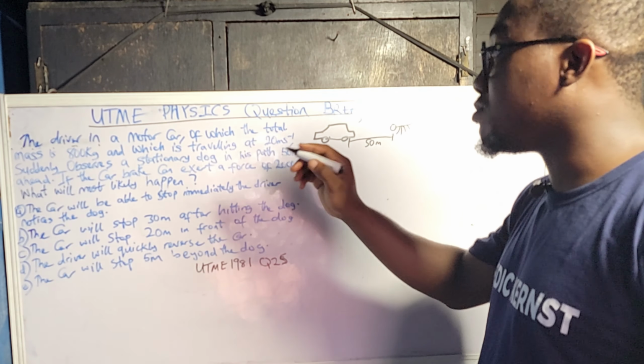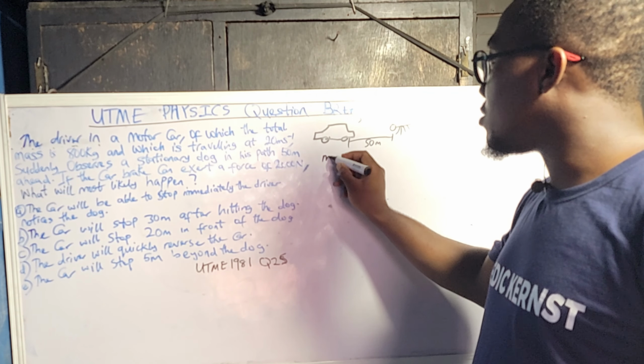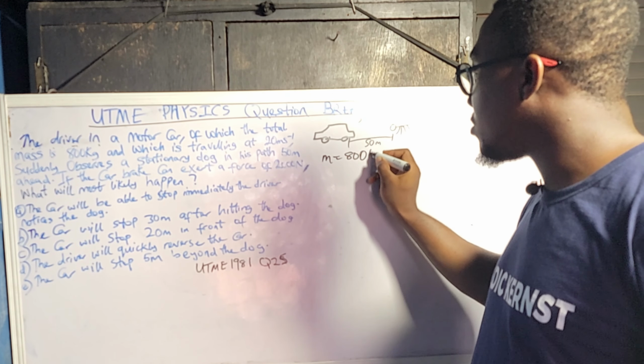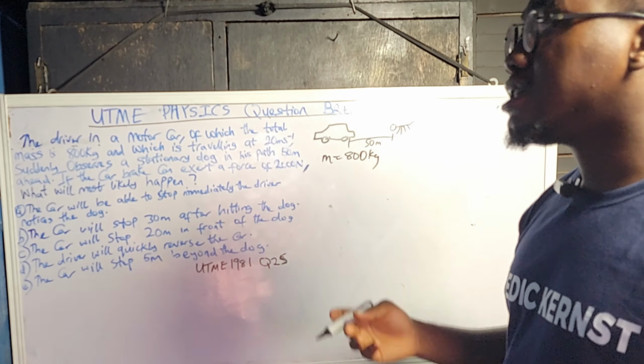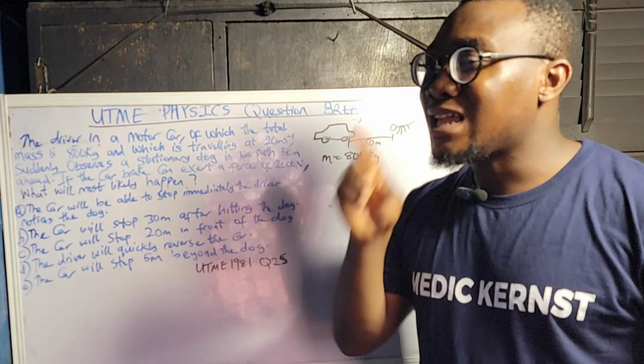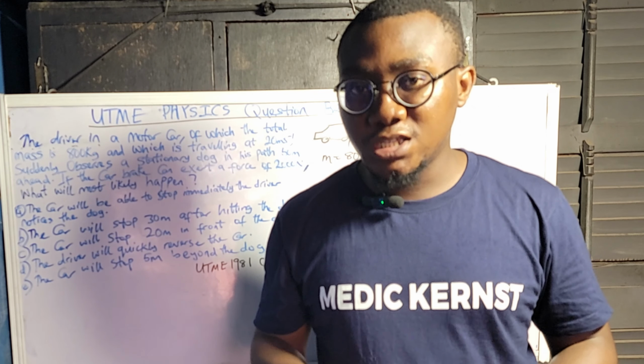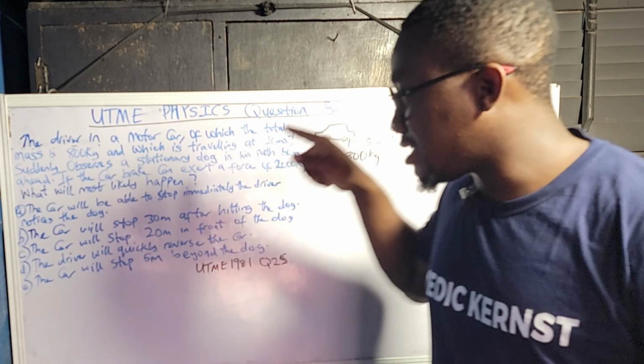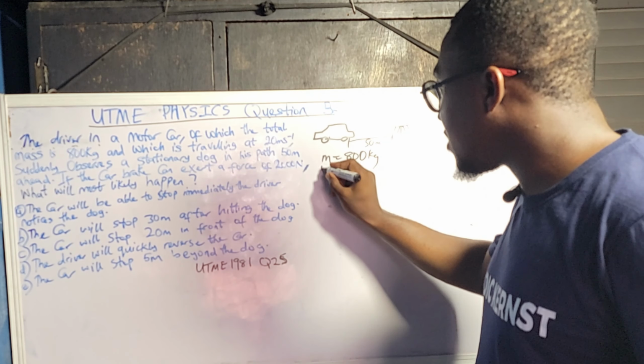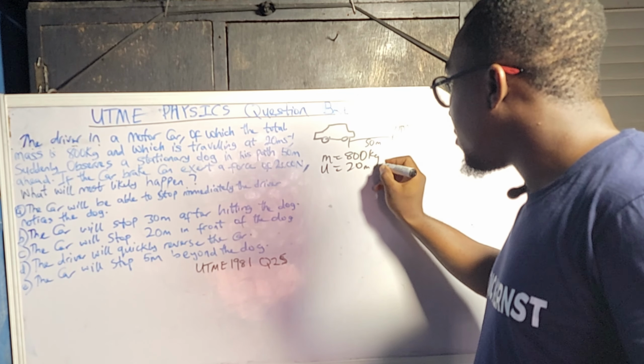So the first parameter we are given is the total mass of the car, which is 800 kilograms. Then they said the car was traveling at 20 meters per second. So that's the initial velocity of that car before it applied the brake. So our initial velocity is 20 meters per second.